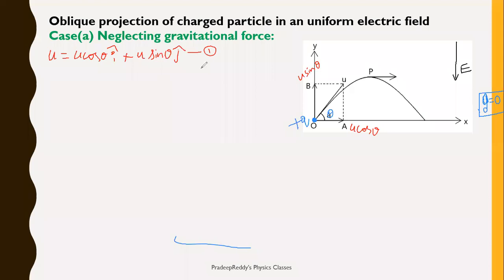Now what happened to the velocity when it is going up? Velocity at this particular point, if you consider, along the x-axis there is no force acting because the electric field is along the y direction. So u cos theta remains the same as it is. And what about this y component? The magnitude of the y component decreases. It will be vy. Now coming to this point, what happened to velocity along the y direction? Its component becomes 0. Only along the x-axis will the component u cos theta be left over.